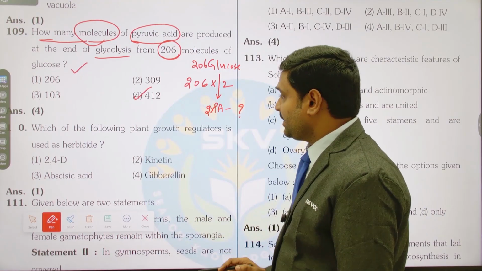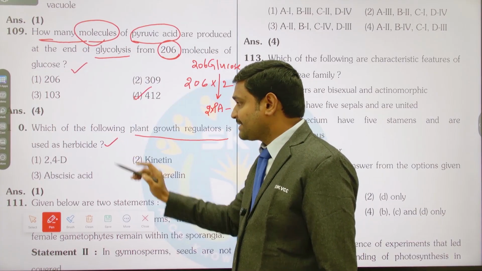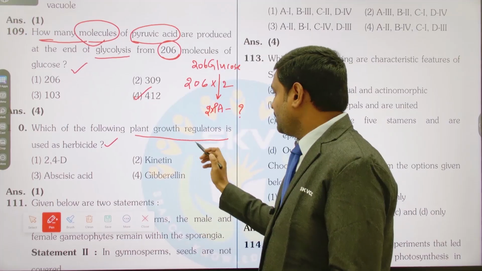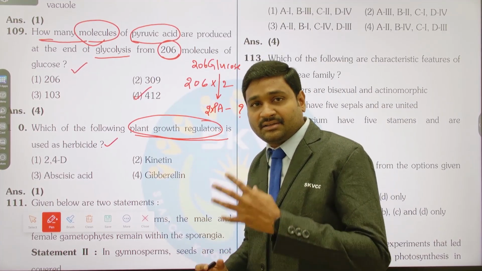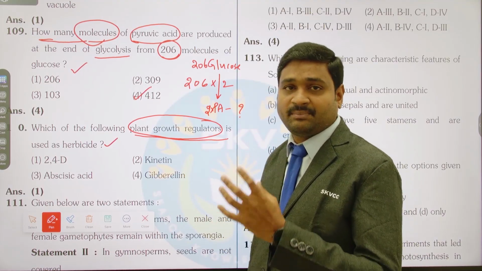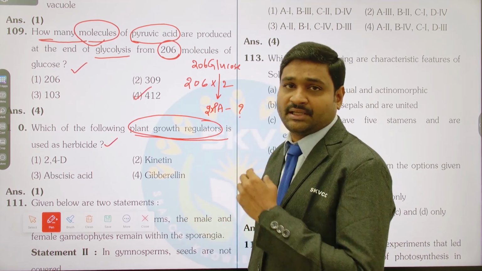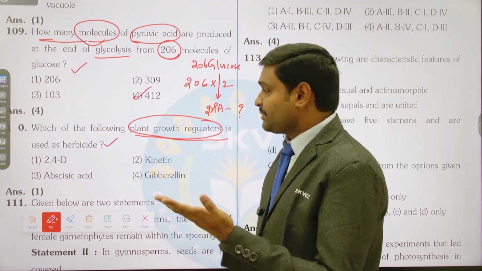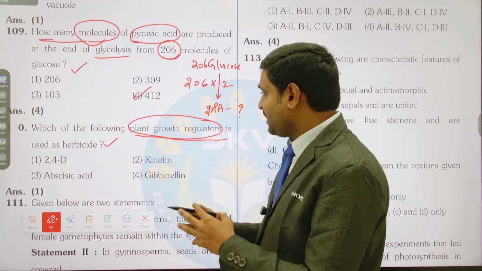110. Which of the following plant growth regulators is used as a herbicide? First, you should remember the herbicide. Plant growth regulators are absolutely from the chapter Plant Growth and Development, where we have a specific subtitle, plant growth regulators. There are 4 types of regulators: auxins, cytokinin, gibberellin, ethylene, and abscisic acid.